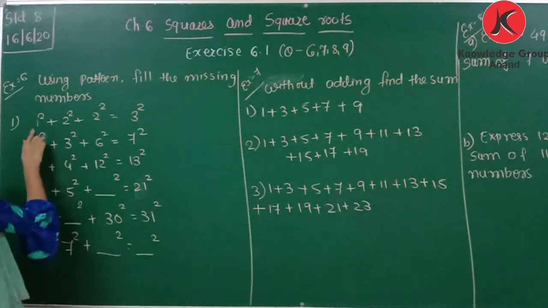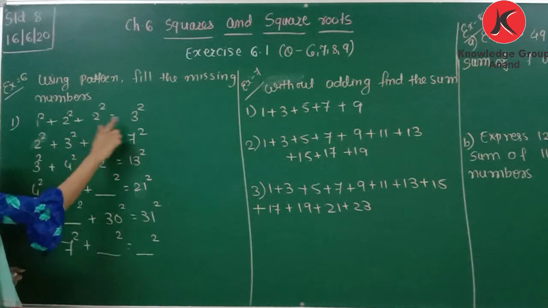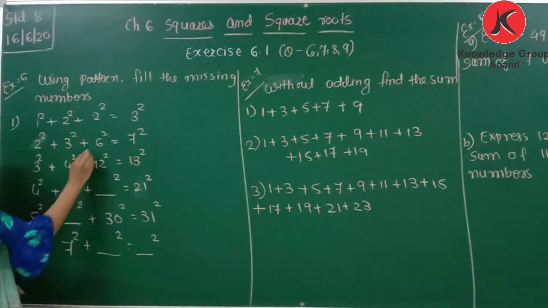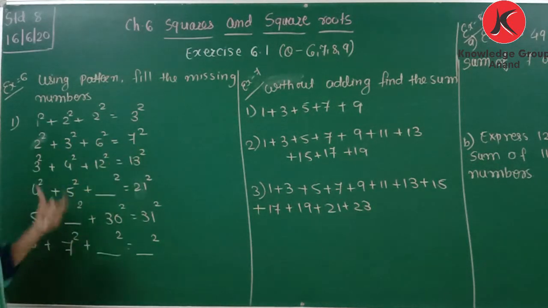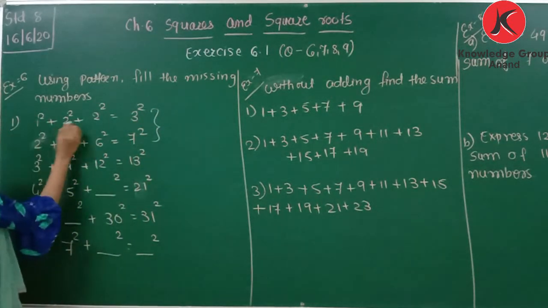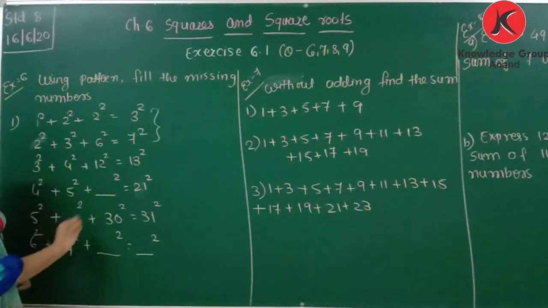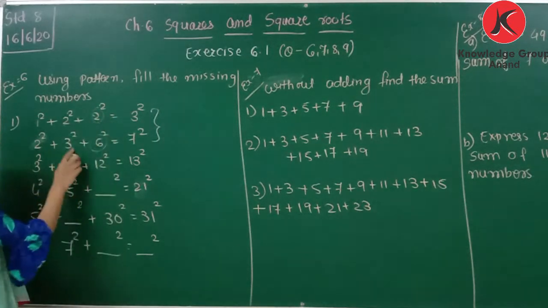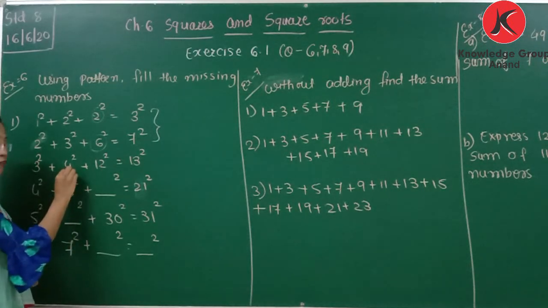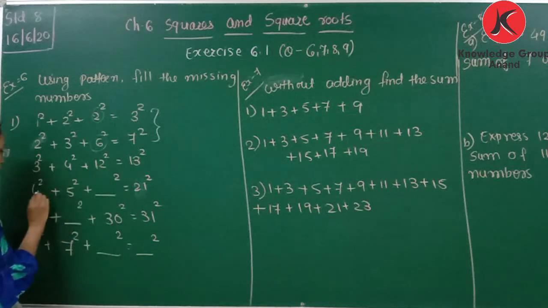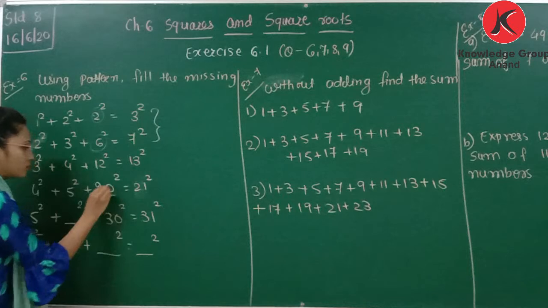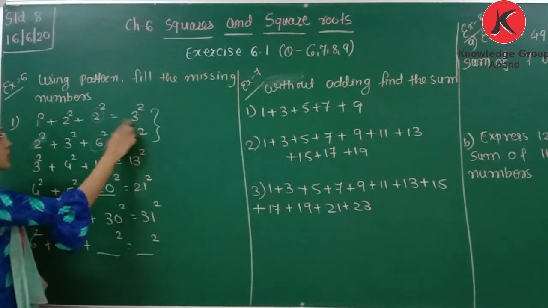So here 1 square plus 2 square plus 2 square is equal to 3 square. 2 square plus 3 square plus 6 square is equal to 7 square. Can you find any relation from these two steps? You can see 1 2s are 2, 2 3s are 6. So this number is a multiplication of the first two numbers. Same, 3 square, 4 square, 3 4s are 12. 4 square, 5 square, 4 5s are. So what will be the next step? That is 20.